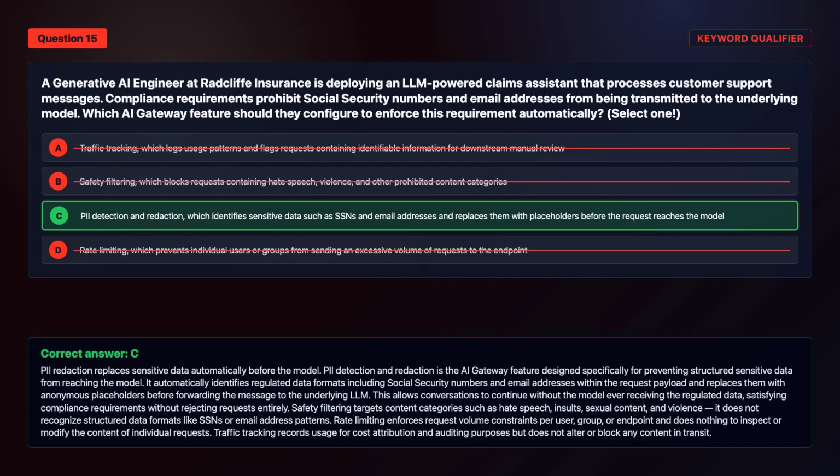Safety filtering targets content categories such as hate speech, insults, sexual content, and violence. It does not recognize structured data formats like SSNs or email address patterns. Rate limiting enforces request volume constraints per user, group, or endpoint, and does nothing to inspect or modify the content of individual requests. Traffic tracking records usage for cost attribution and auditing purposes, but does not alter or block any content in transit.